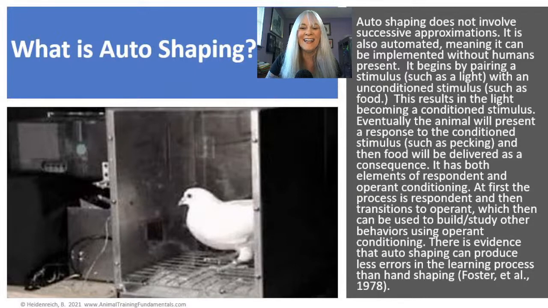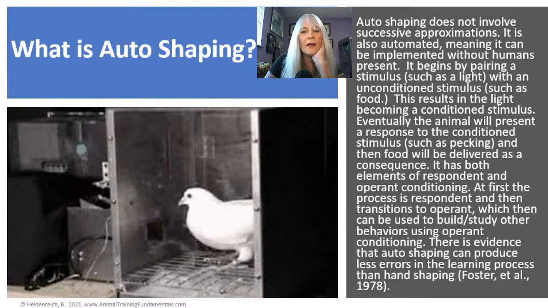And then for those of you that are part of the membership program, I'm going to have another journal article that I'm going to refer you to. That's sort of the first auto shaping paper with a key peck, which you're going to see in this video clip, and how it was auto shaped.